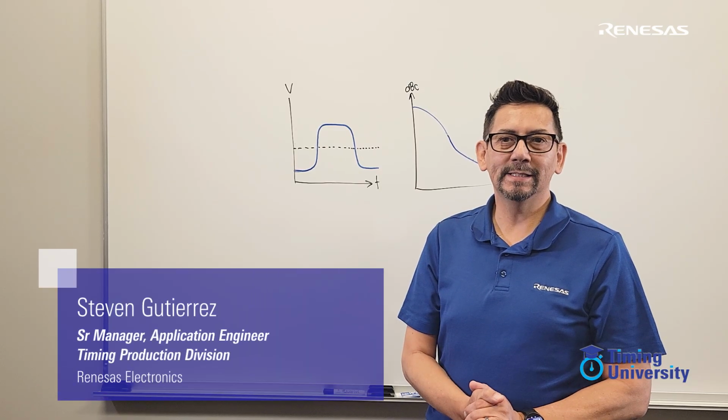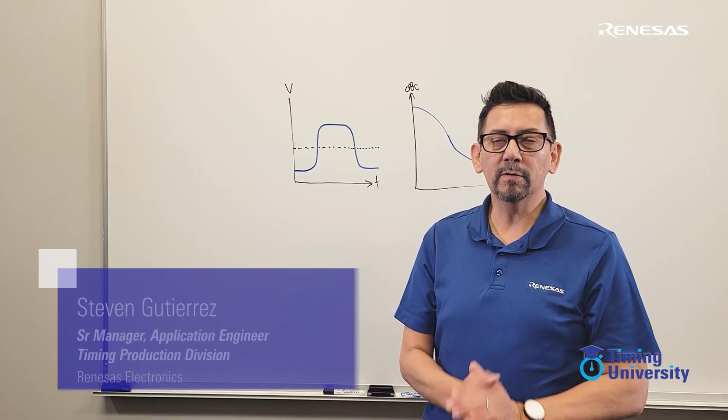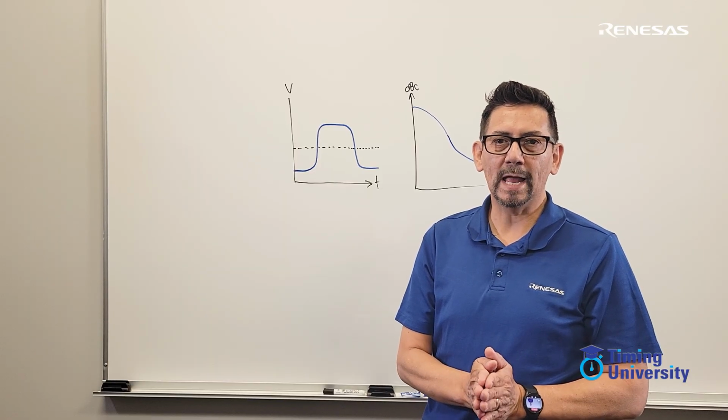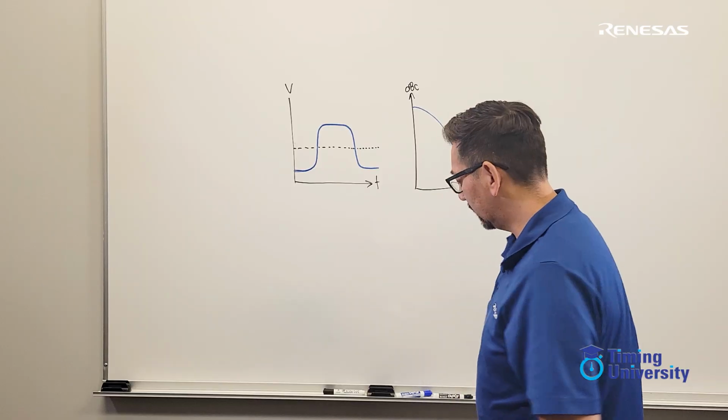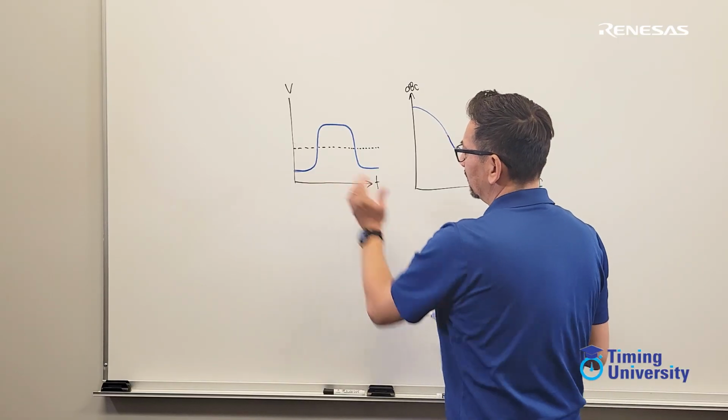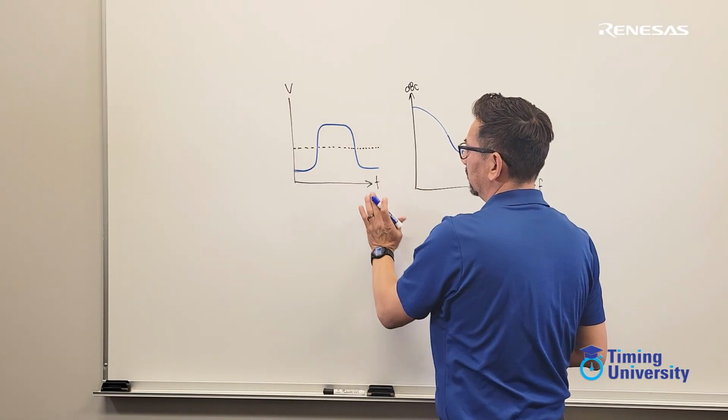I'm Steven Gutierrez, and in this video, we're going to be talking about random jitter and deterministic jitter. So let's take a look at a signal in the time domain. This is voltage versus time.